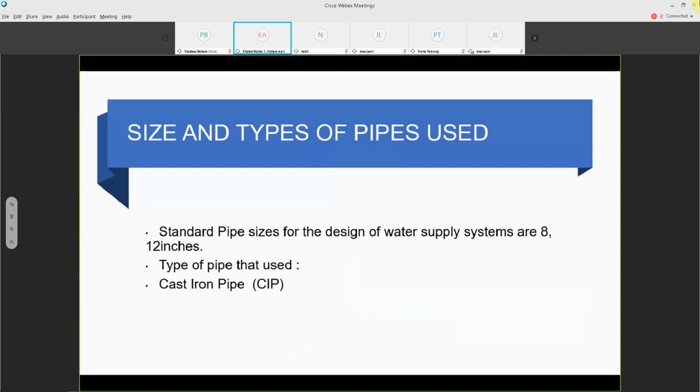The size and the types of the pipe used. Standard pipe size for the design water supply, for our design, is 8 and 12 inch. The type of pipe that's used is cast iron pipe. Now I'm going to pass the next slide to Mohammed.